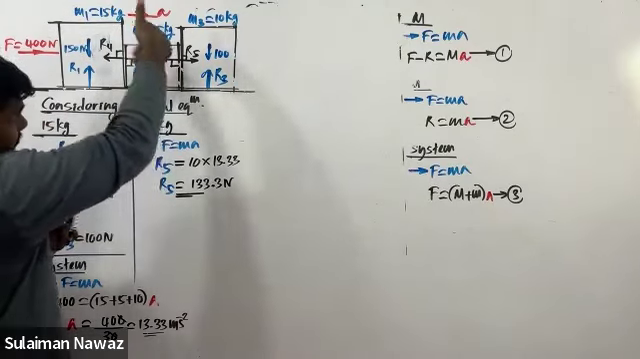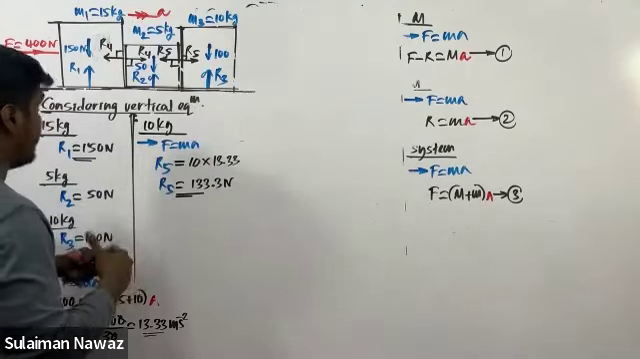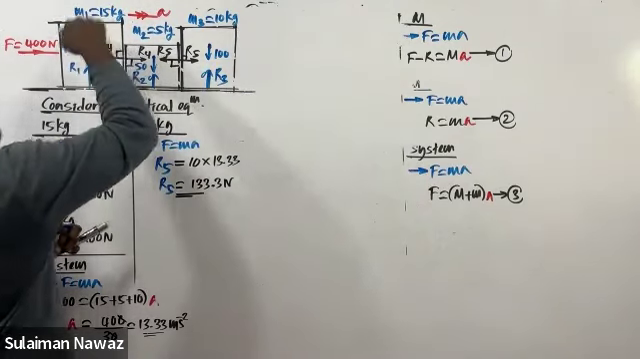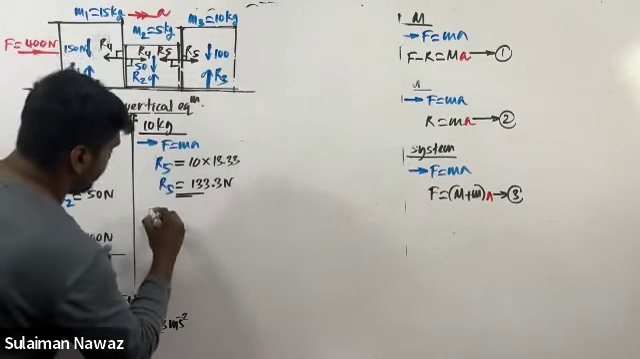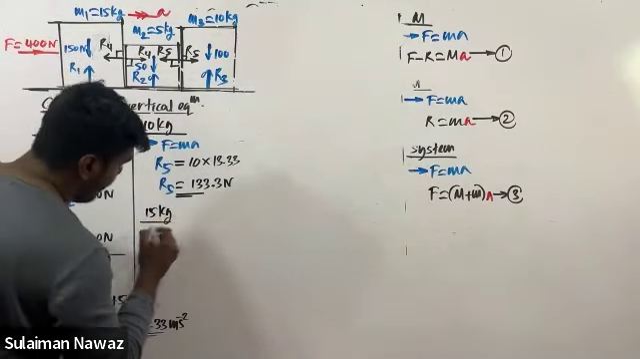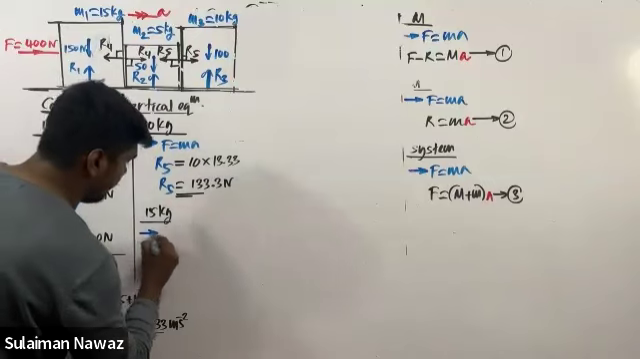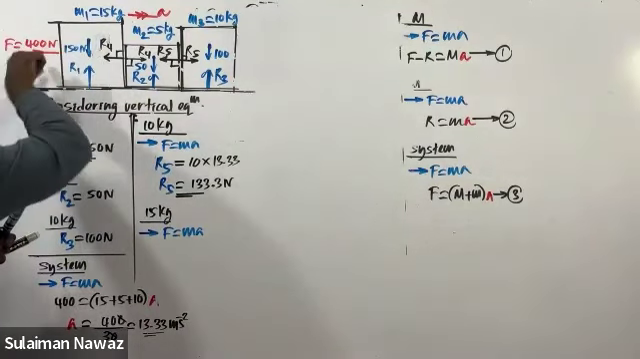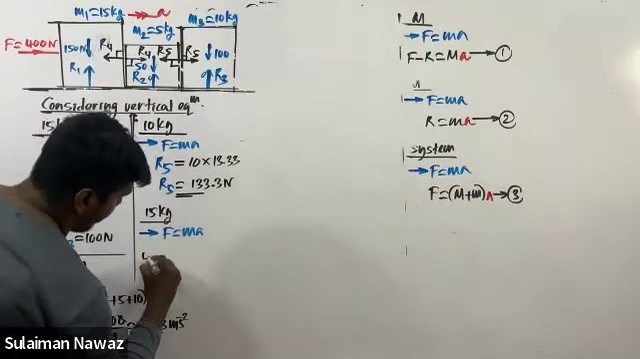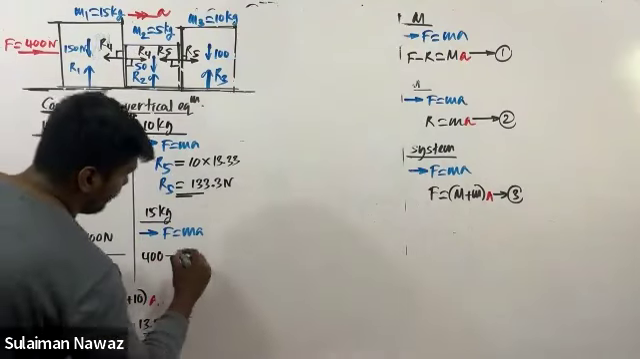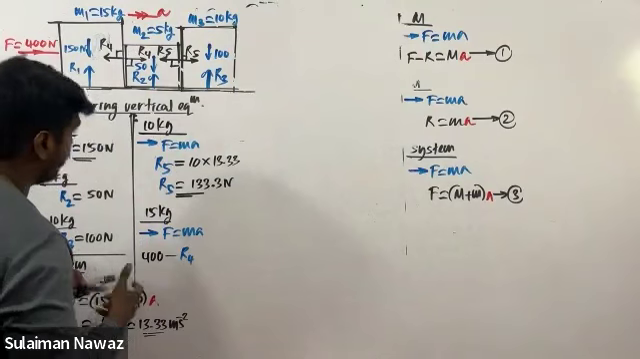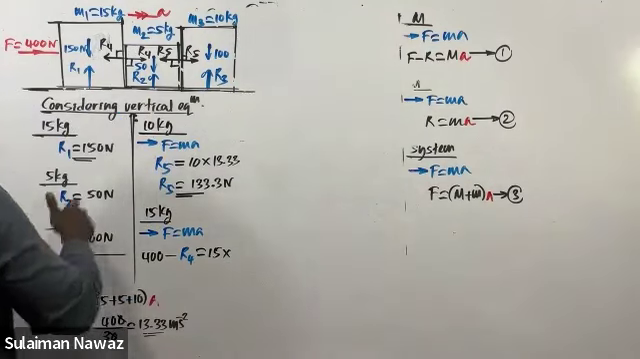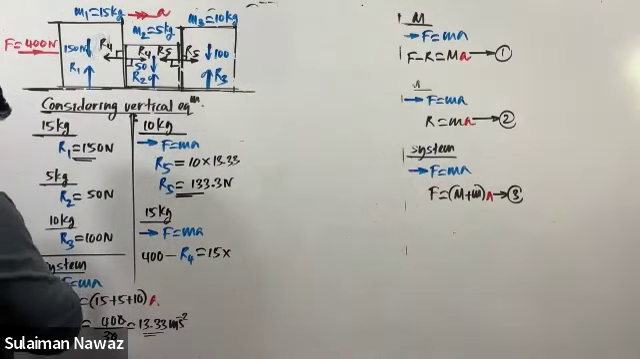Okay, I will consider M1 mass, the 15 kilogram mass, and I apply F equals MA in the direction of motion. Then there are two horizontal forces: 400 minus R4 must be equal to 15 kilograms into acceleration. Acceleration, I found how much?